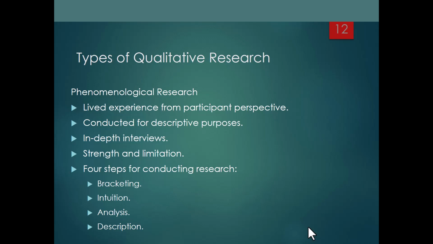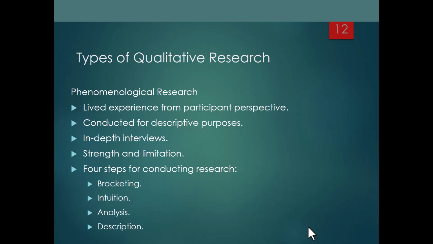The strength of this design is that it may result in generation of new theory about the phenomenon. The limitation is that it's a time-consuming process of data collection and analysis. There are 4 steps to conducting this type of research. The first one is bracketing. So bracketing is when you identify any preconceived beliefs or notions about the phenomenon under study.